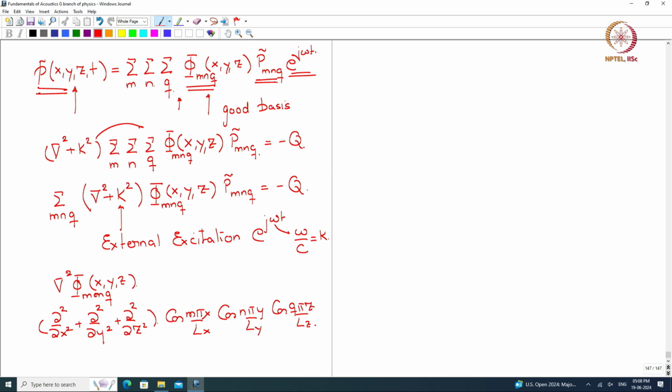So, if we do this, what do we get? If we apply this operator on this function, what do I get? I get minus m pi by Lx whole squared into the same cos, okay, the double derivative gets me back to cos except with a minus. So, I get cos, cos and cos.